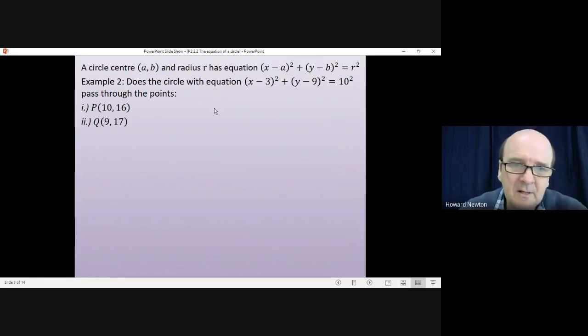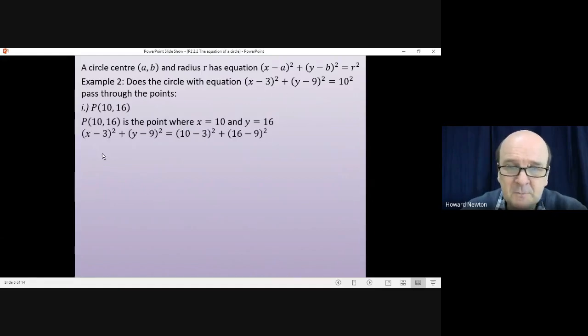Okay, let's have a look. So the first point is (10, 16). Well, the point (10, 16) is the point where x = 10 and y = 16. So those are the values of x and y that we need to substitute into the equation of the circle. So if I substitute x = 10 and y = 16 in, that's what I'll get on the left-hand side. 10 − 3 is 7, 16 − 9 is also 7. So we get 7² + 7², which is 49 + 49, which gives me 98 for the answer. What did I want to get for the answer?